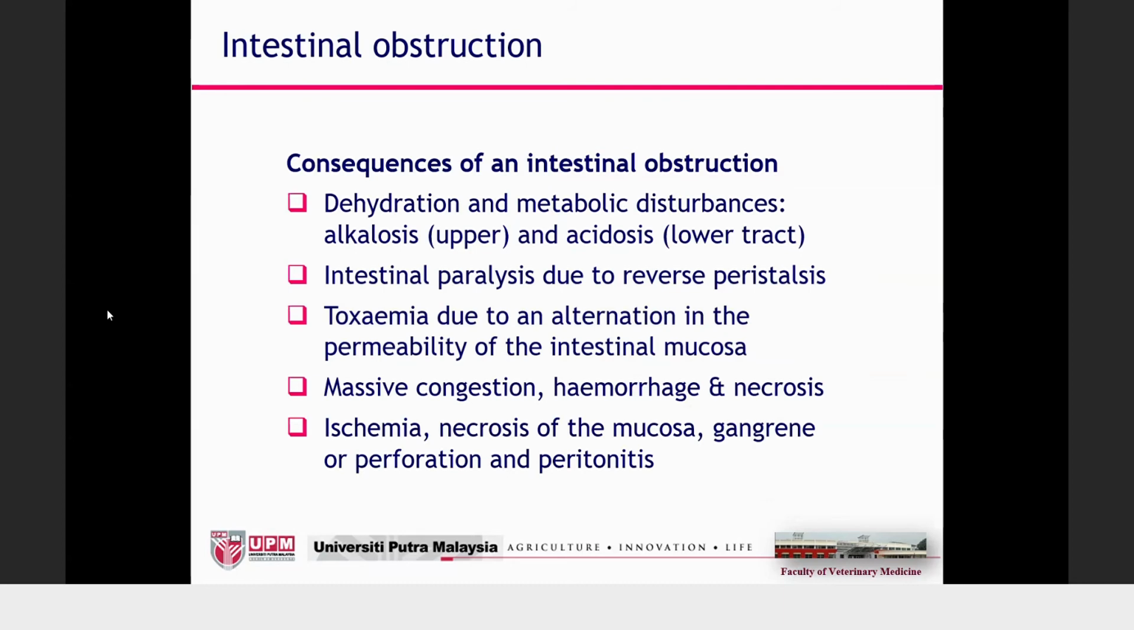Like in cases of torsion and intussusception, there is massive congestion leading to hemorrhage and necrosis of the area. When this is ischemic, necrosis of the mucosa might lead to gangrene, and of course, perforation. And perforation of the intestine, as with the stomach, might lead to peritonitis. So this is the bad thing about intestinal obstruction, and it needs to be corrected. Commonly it might also involve surgical intervention.